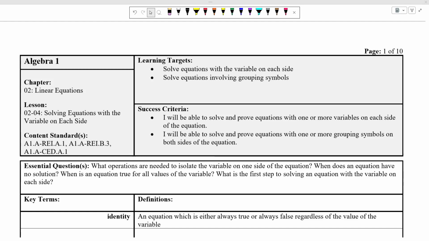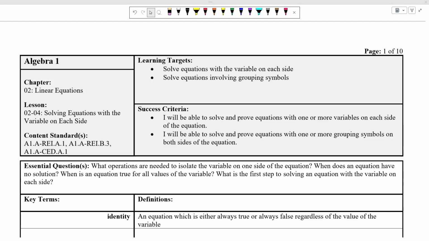So we are building up our foundational equation solving knowledge. We're starting to get into things that are a little bit more complex and complicated, and it's going to serve us some very valuable purposes later on through our Algebra 1 journey.